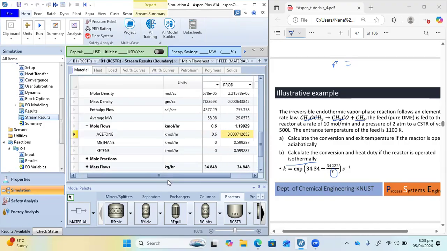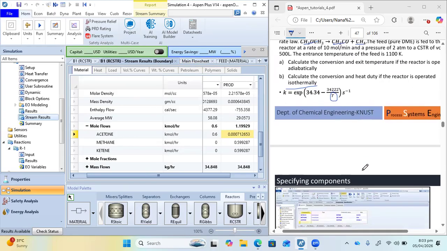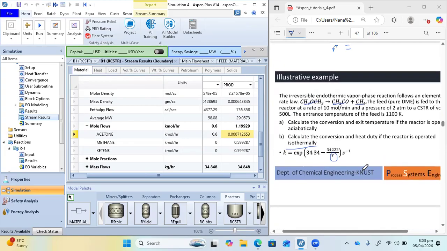So we see that when it was isothermal, we had a much better conversion than when it was endothermic. I mean, when it was adiabatic, right? Is that okay? Yes, the idea behind it is that it would need to be taken in heat.